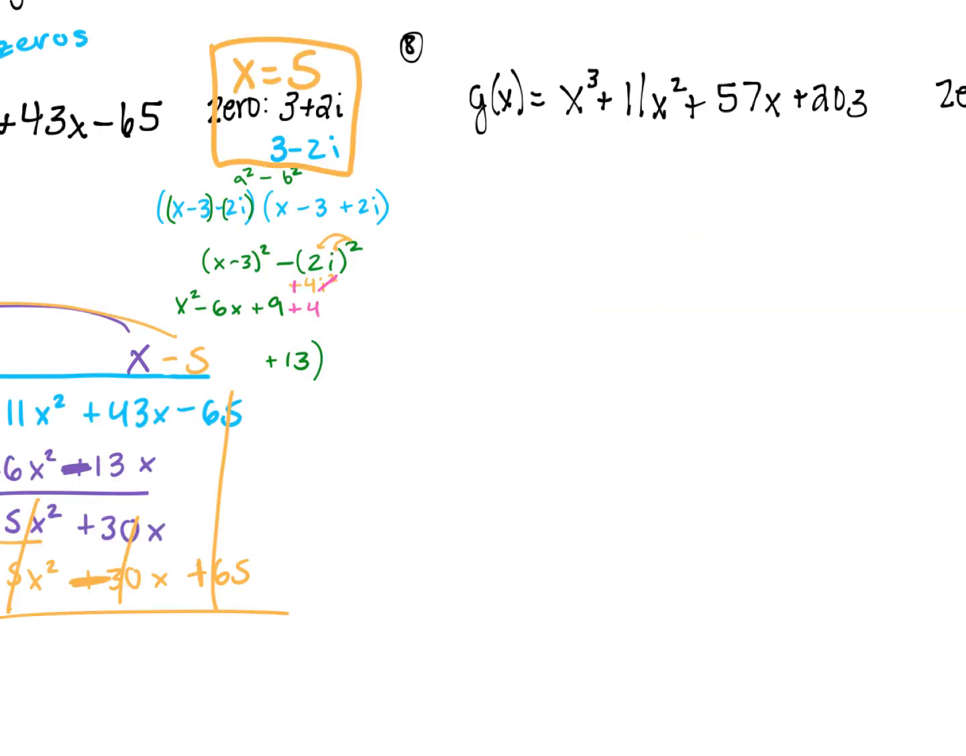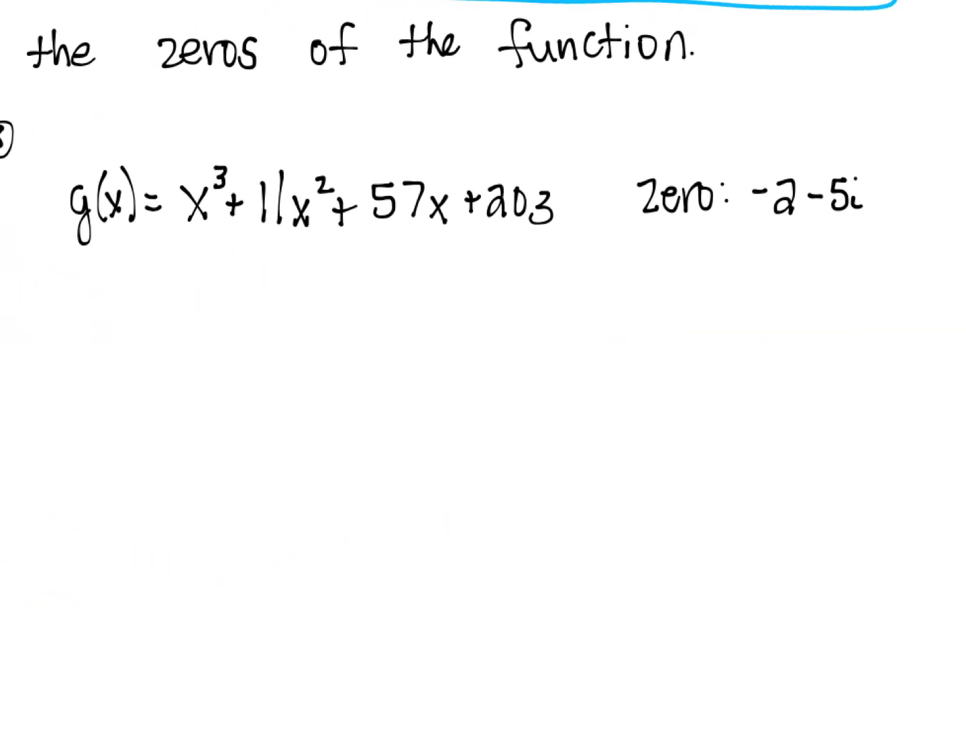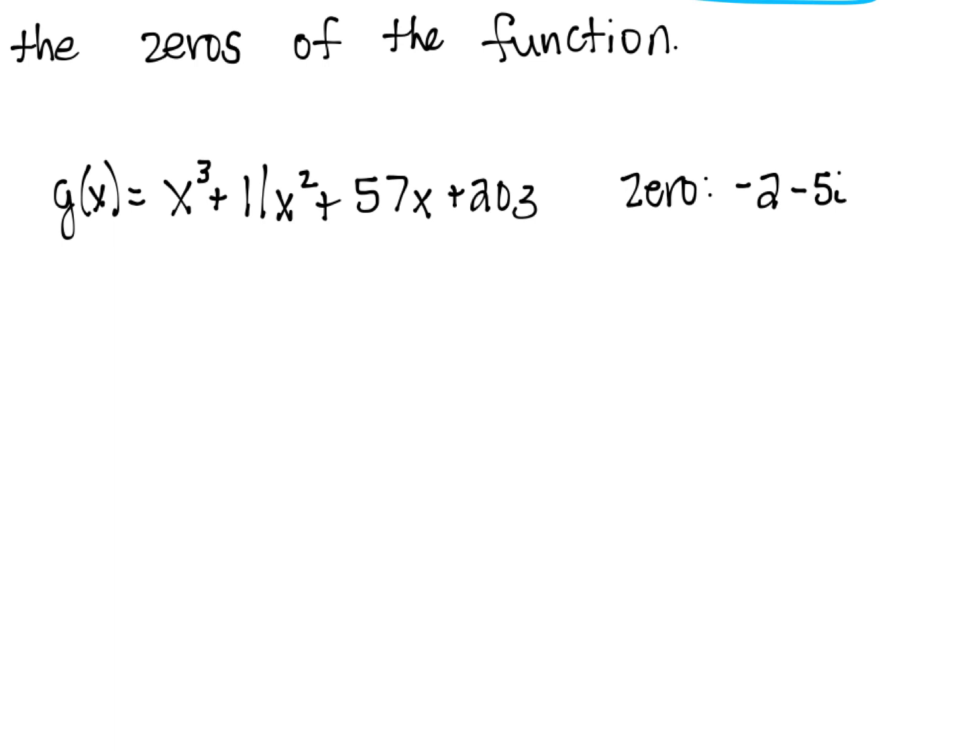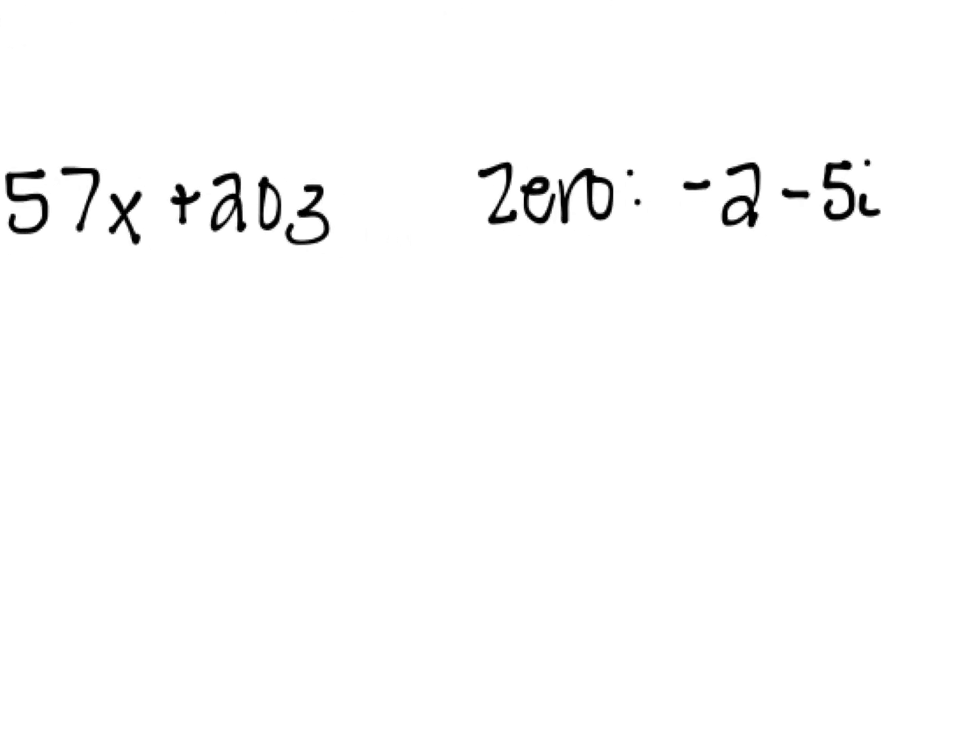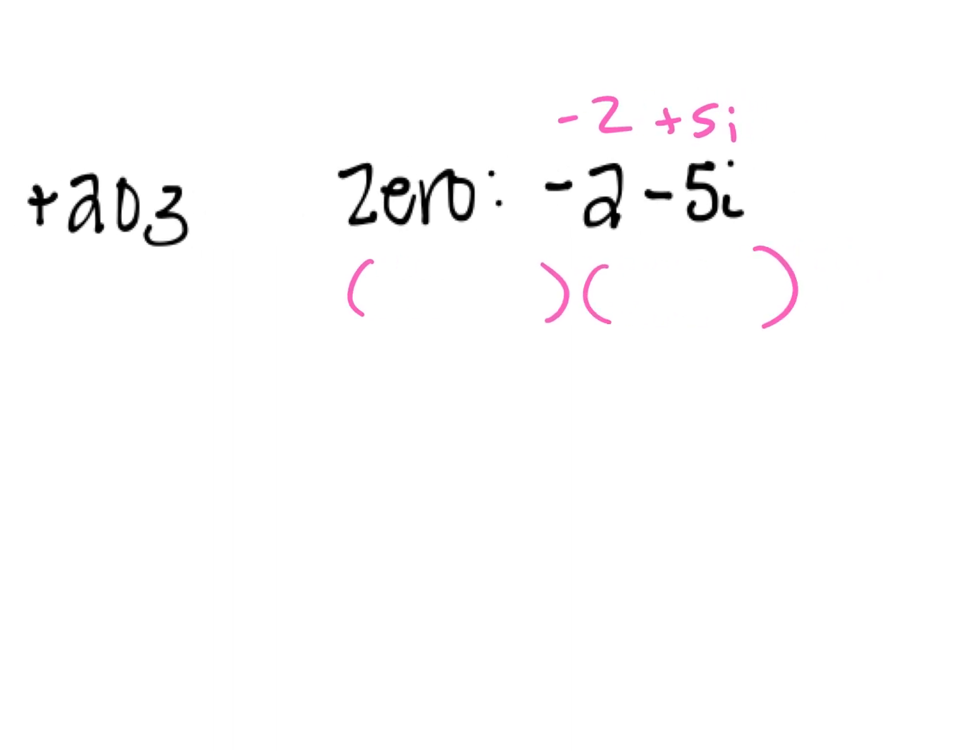So same thing with number 8. If I have negative 2 minus 5i as a 0, what do I know another 0 is going to be? Negative 2 plus 5i. So let's put them into factored form. The first number stays the same. The only thing that's changing is the sign in the middle. When we put it into factored form, what would it be?